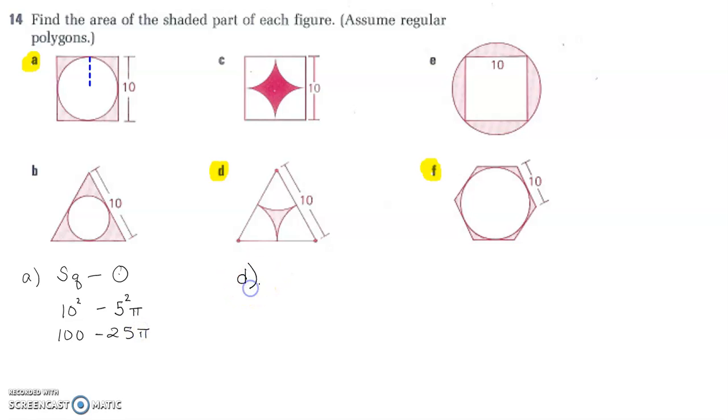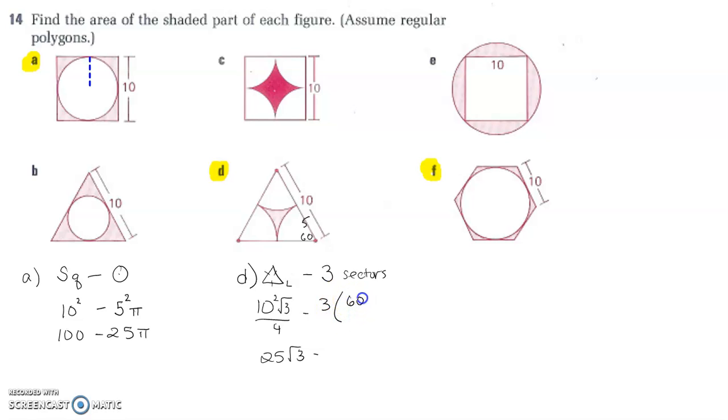For D here, we want the area of the large triangle minus 3 sectors. And those are all 60-degree sectors with a radius of 5. So the area of the equilateral triangle is going to be 10 squared, square root of 3 divided by 4. 100 divided by 4 is 25. And now we need to subtract off those 3 sectors.